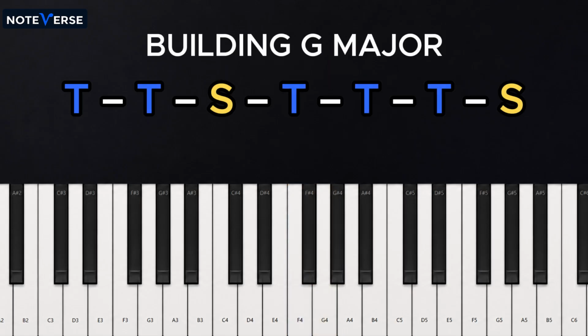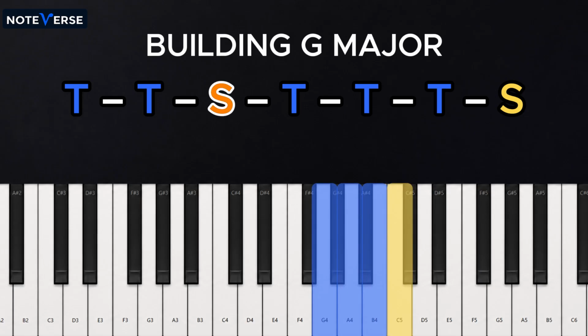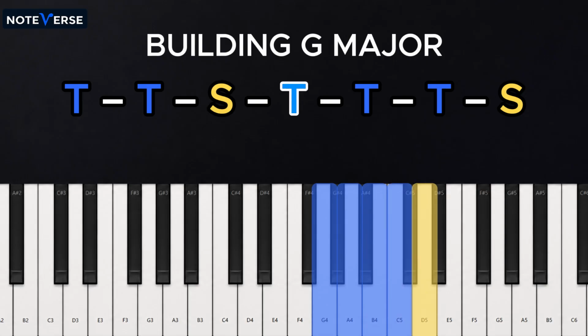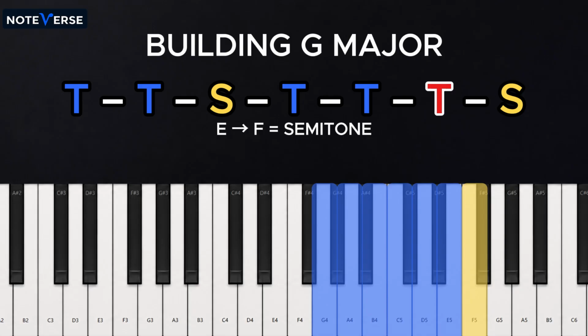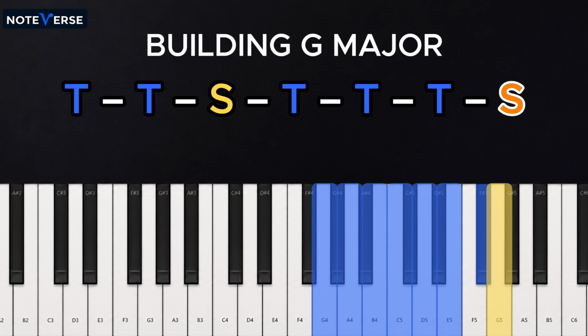Now let's use the same pattern to build G major. Start on G. Tone to A, tone to B, semitone to C, tone to D, tone to E. Here's the important part. E to F is only a semitone, but the pattern needs a tone. So we move one step higher to F sharp, then one final semitone brings us back to G.